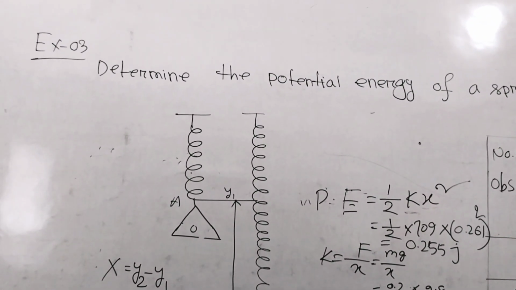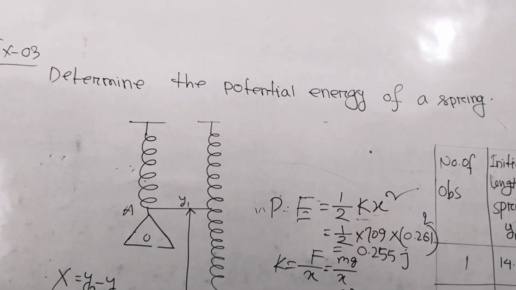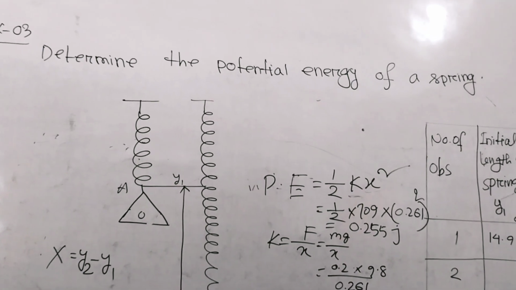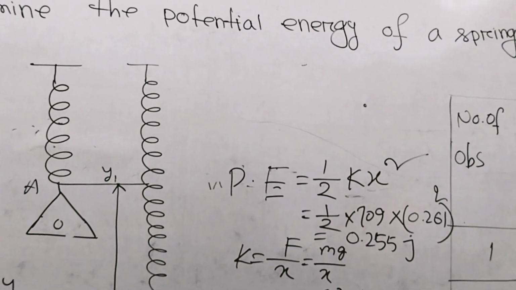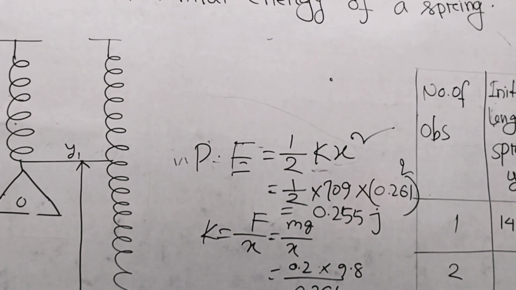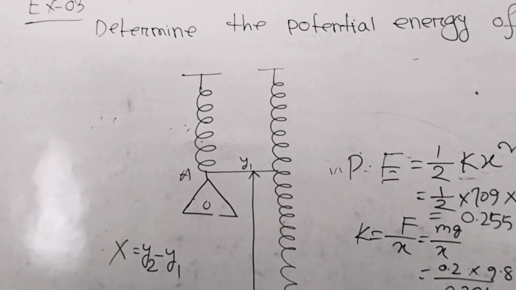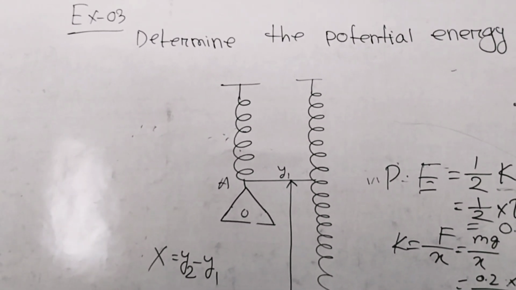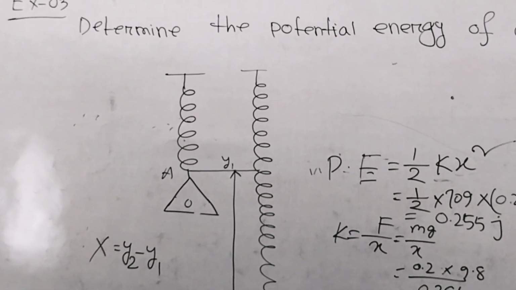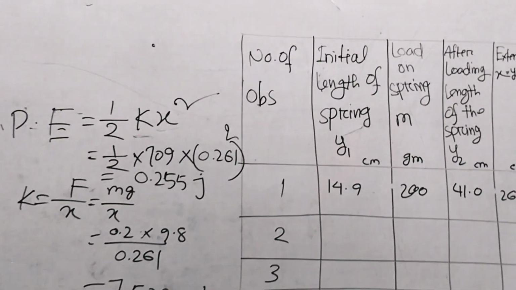Name of the experiment: determine the potential energy of a spring. Here we know that potential energy equals half kx squared, where x is the change in length of the spring after adding load.